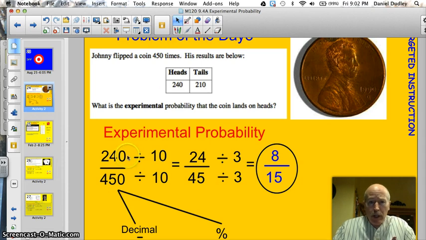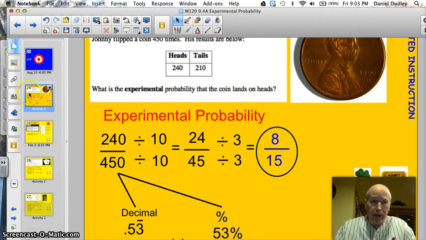All right, so here's what I did. We want to know what the experimental probability that the coin lands on heads is. So it landed on heads 240 times out of 450. I've got to reduce that into a simple fraction in simplest form. So I divided by 10 first, and I got 24/45. And then I divided each of those two numbers, 24 and 45, by 3, and I got down to 8/15 in simplest form.